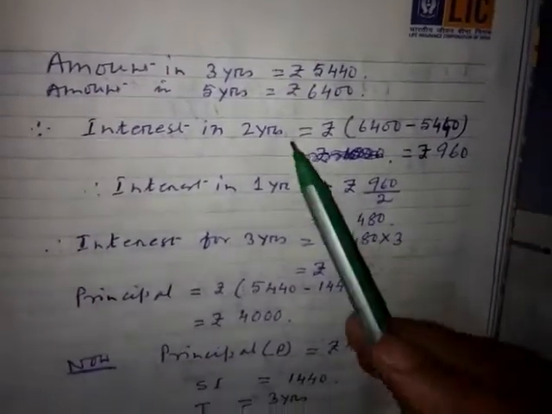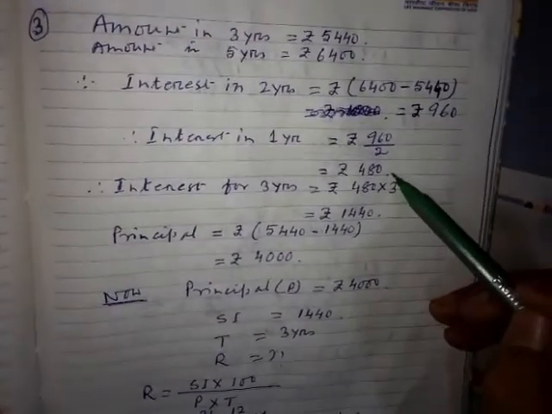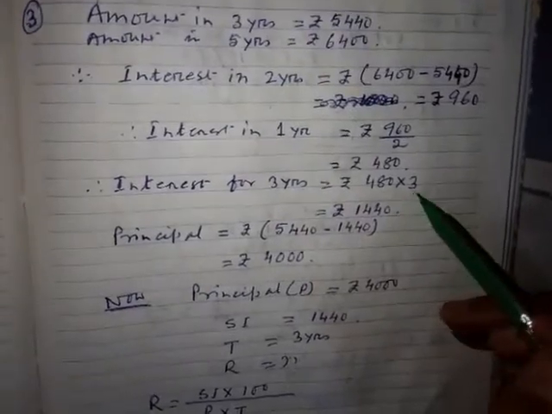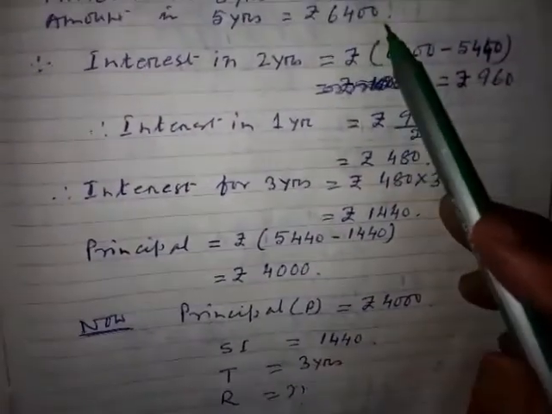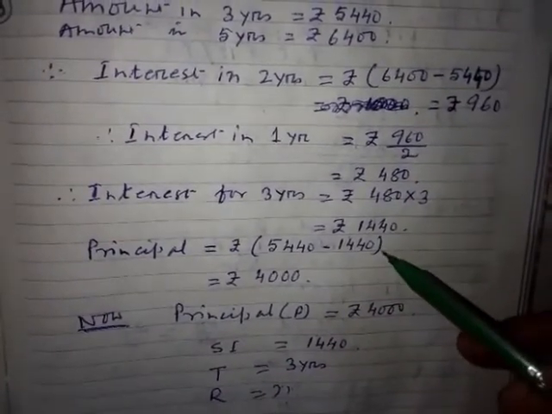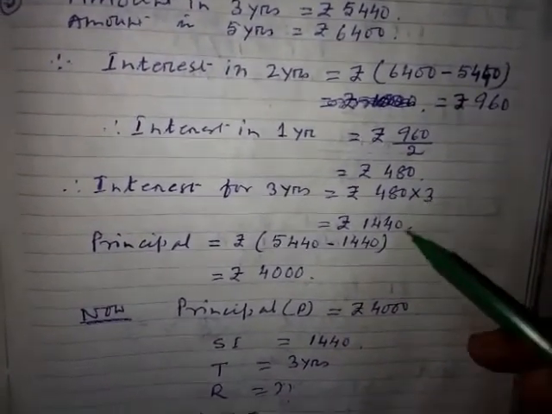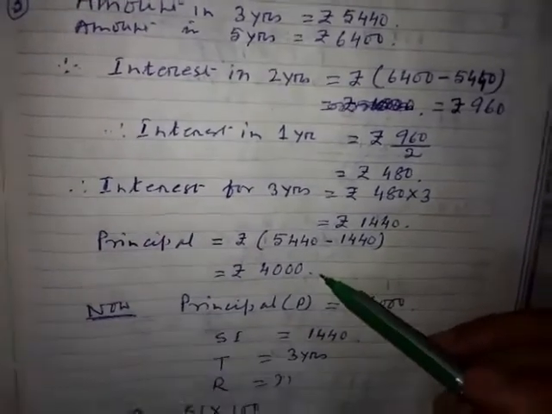Now you may have a question: sir, if I go to the second case, how can I do it? Same way, beta. Now what is the interest for 1 year? 480. Now what is the interest for 5 years? 480 into 5. Will you be able to find it or not? Now what is the principal? 6400 minus whatever interest you are getting after the 5 years. If you multiply and subtract it, that will be the principal.